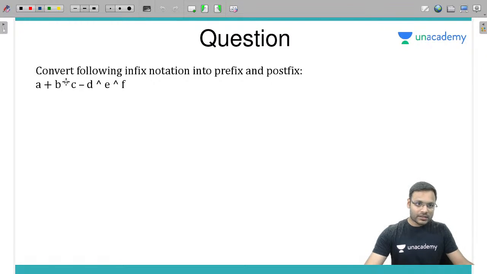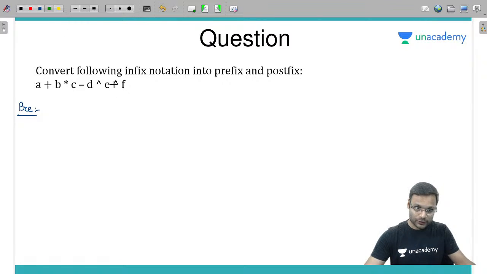So here we have plus, multiplication, minus, exponent and exponent. Exponent has the highest precedence. There is no parenthesis. Exponent has highest precedence, yes, but it is right associative. So if we solve, which operator will we solve first? E exponent F. Why? Just because exponent is right associative.